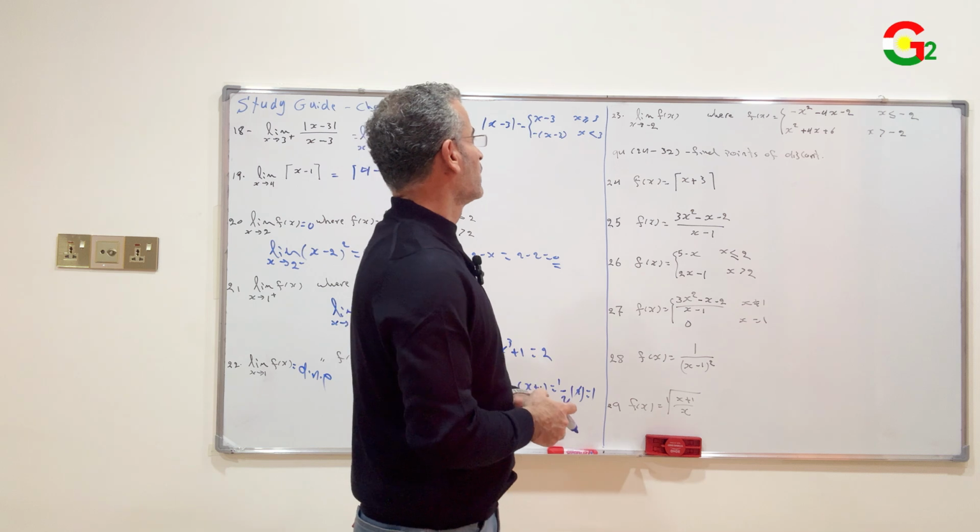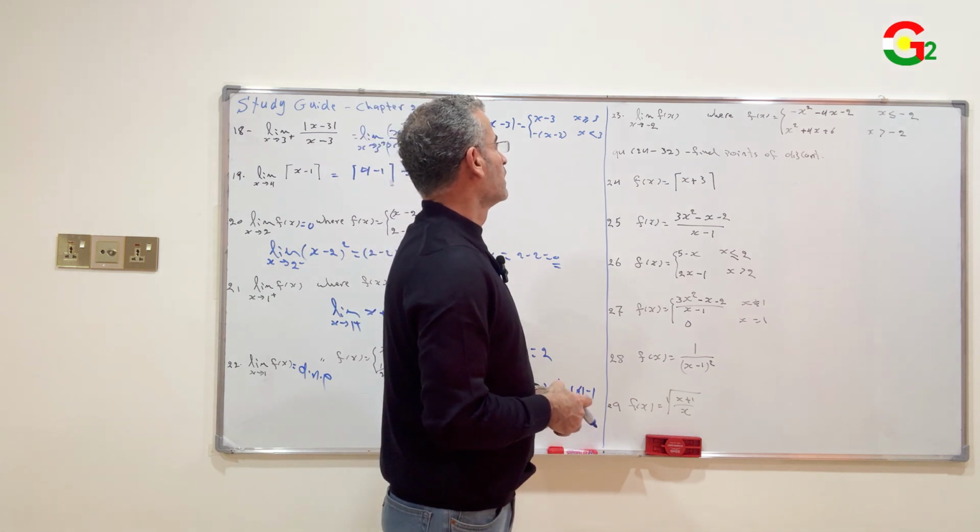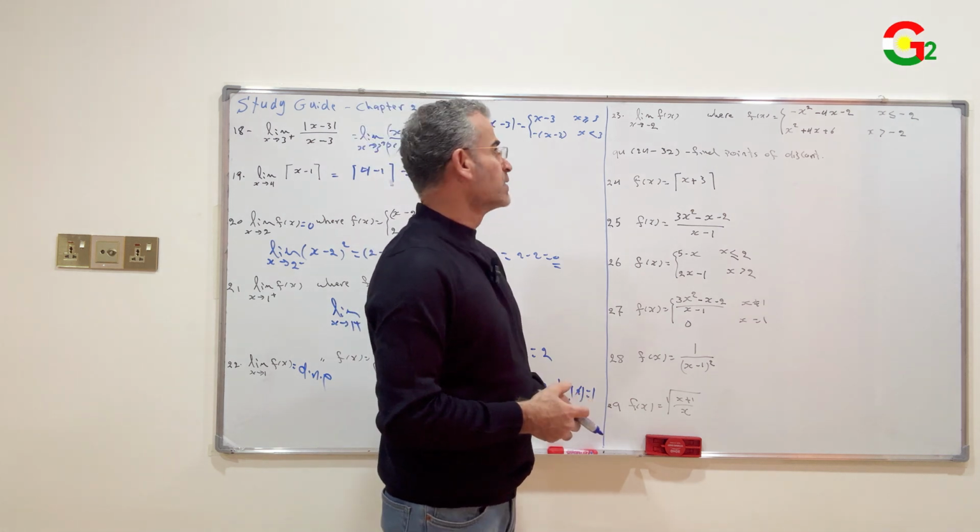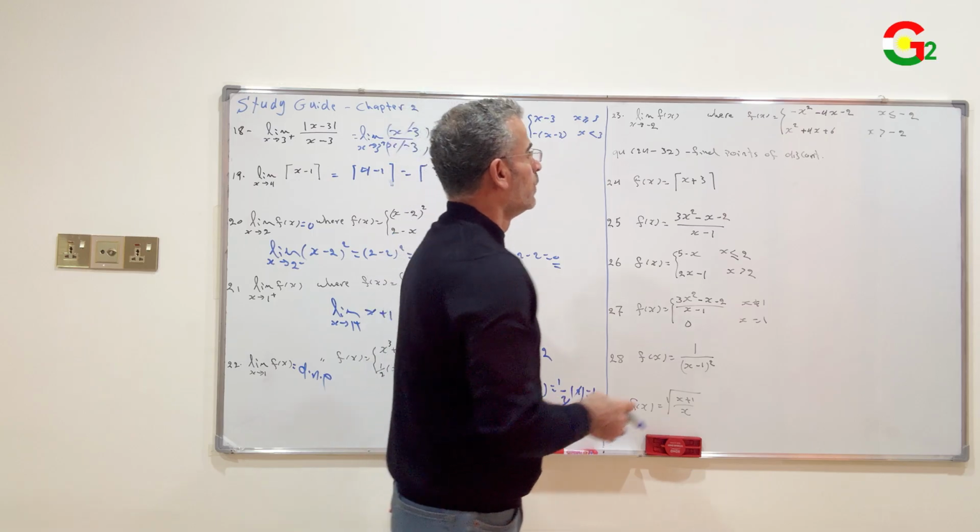Question number 23: find the limit of f of x as x approaches negative 2.